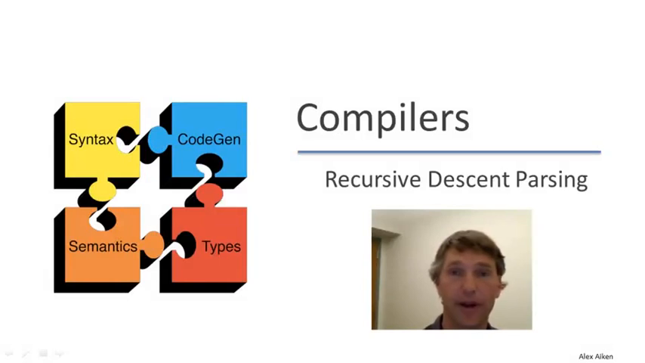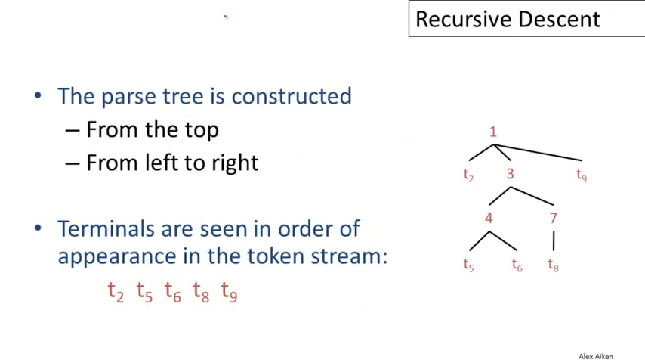In this video, we're going to talk about our first parsing algorithm, recursive descent parsing. Recursive descent is what is called a top-down parsing algorithm. You might suspect that there are also bottom-up parsing algorithms, and there are indeed such things, and we'll be talking about them later. But in a top-down parsing algorithm, the parse tree is constructed from the top, starting with the root node, and from left to right. And so the terminals will be seen in the order that they appear in the token stream.